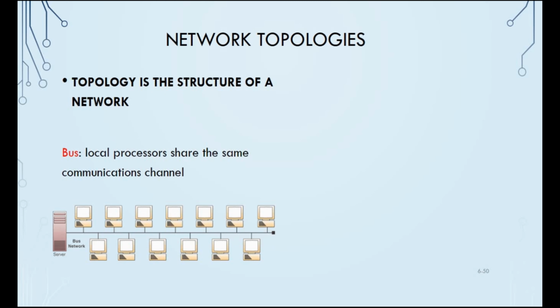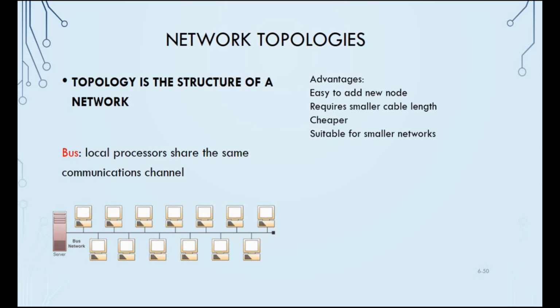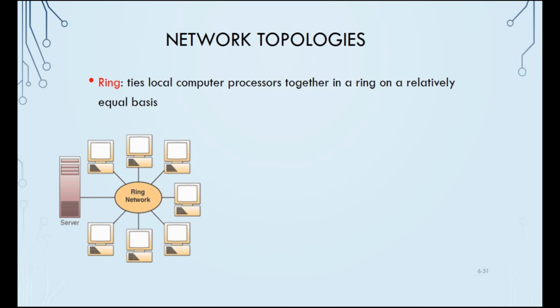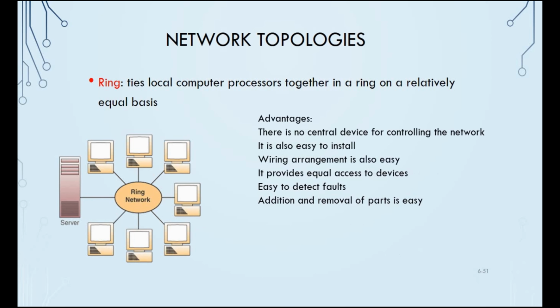So these are the advantages of bus topology, but there are also disadvantages. Another network topology is the ring topology. Ties local computer processors together in a ring on a relatively equal basis. So these are also the advantages and the disadvantages of the ring topology.